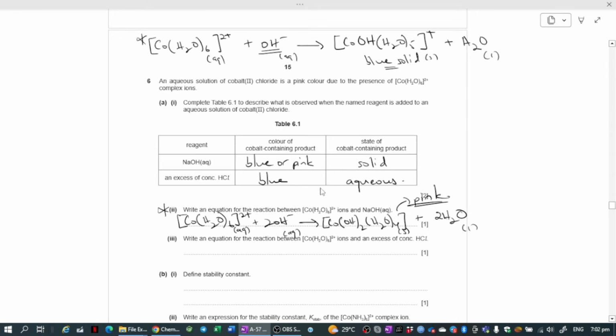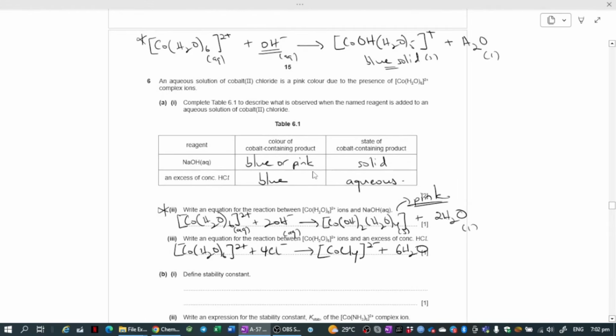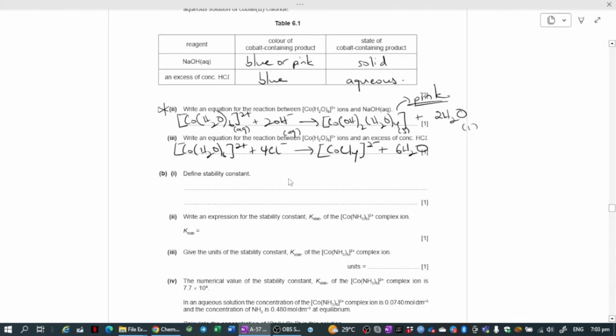Good? And then they similarly ask for an equation where we have excess concentrated HCl. So with the excess concentrated HCl we have [Co(H2O)6]2+ plus 4Cl- to give [CoCl4]2- plus 6H2O. Right? Good. Then they ask us to define the term stability constant.